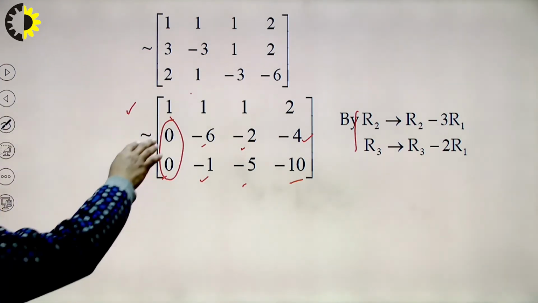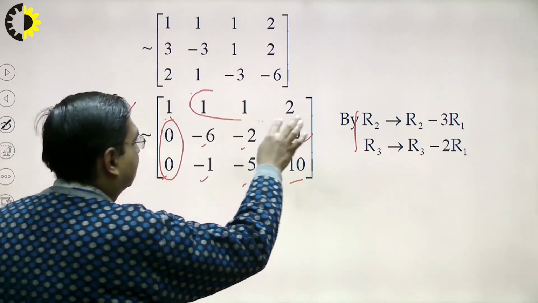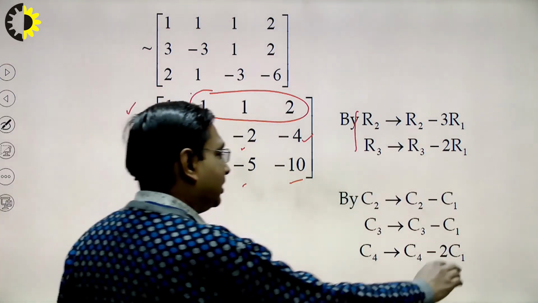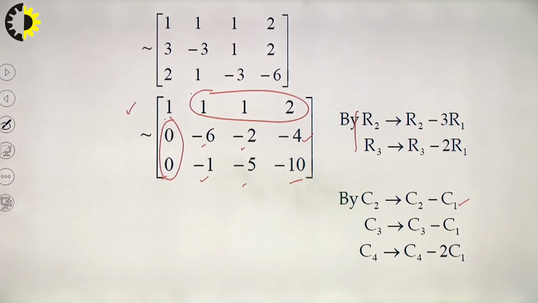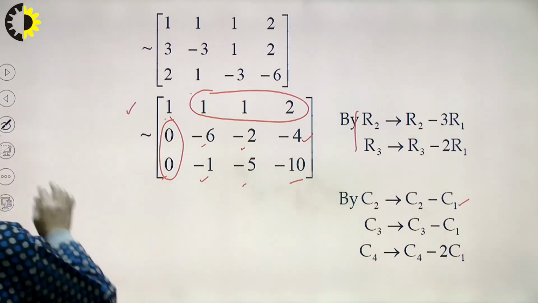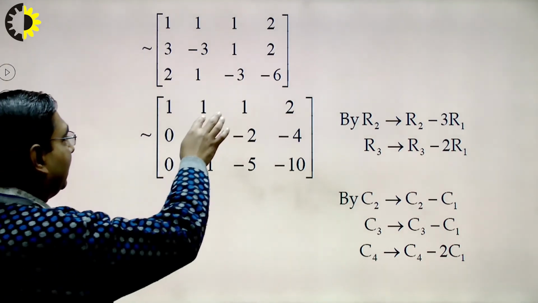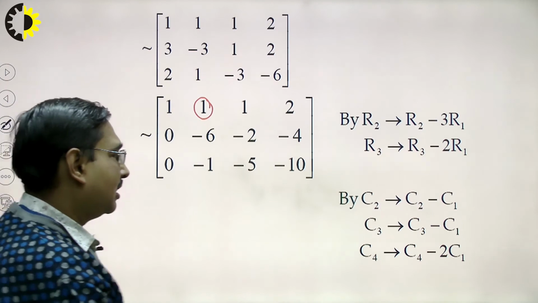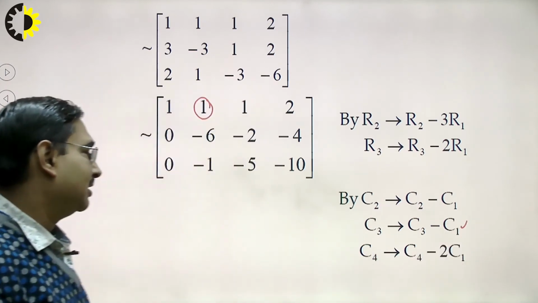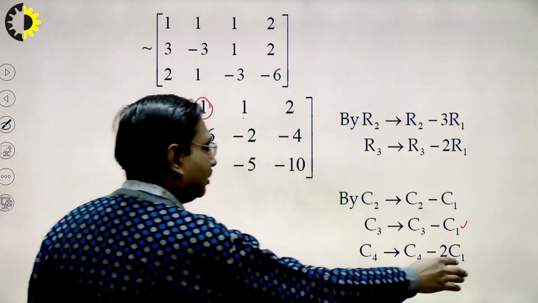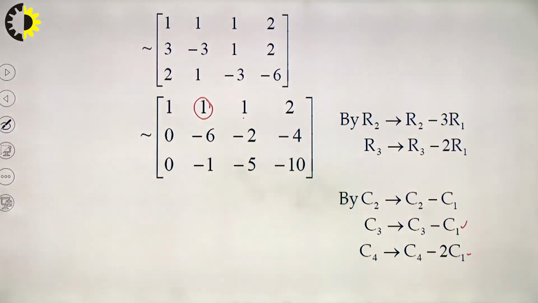Now, with the help of this one, I shall transform these elements to 0 with suitable transformations, and the transformations are here. Applying C2 minus C1, I will obtain 0 at this place. Applying C3 replaced by C3 minus C1, this one will be converted to 0. Applying C4 minus 2C1 will convert this element 2 to 0.